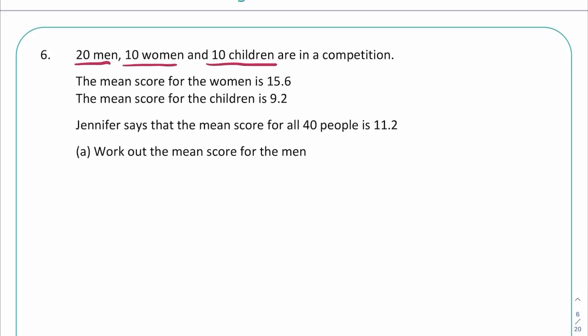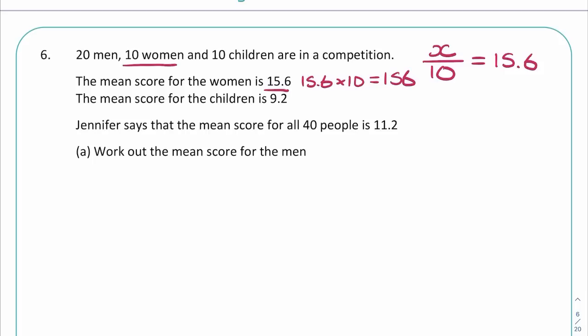So the mean score for the women is 15.6 and there are 10 women. Now again, you can write some form of algebraic equation for this. The total, we don't know, divided by 10 women would have to equal 15.6, and to solve that you'd times by 10. But I just link together the amount with the mean, multiply them, and I tend to find that's a little bit easier. So 15.6 multiplied by 10 would give us 156, and that is the total for the women.